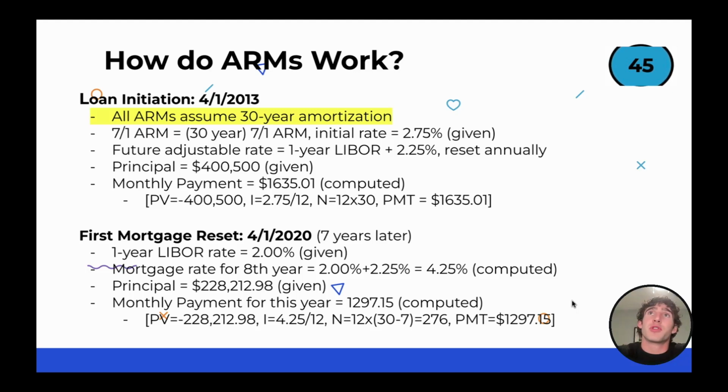So initially with a principal of $400,500 at a 2.7% rate, you would get a payment of $1,635.01. And then after 7 years, this rate adjusts based on the 1-year LIBOR plus a margin, which leads to a new rate of 4.25% and a reduced payment of $1,297.15 on that remaining principal. So this example here illustrates how ARMs can change over time.